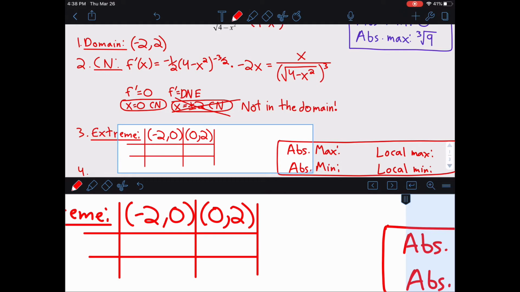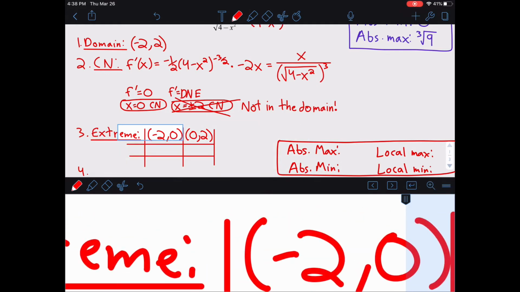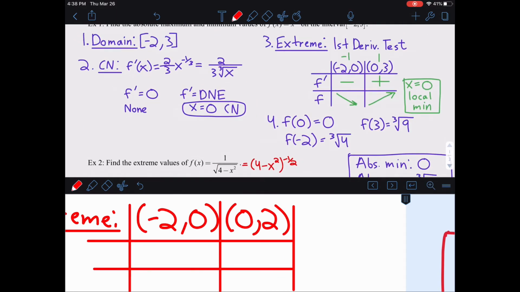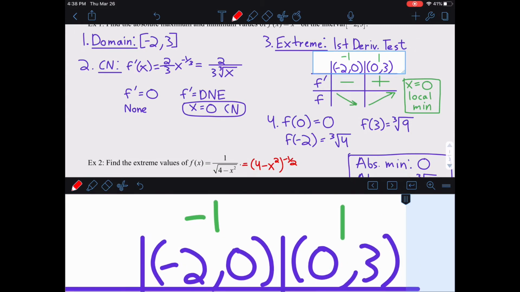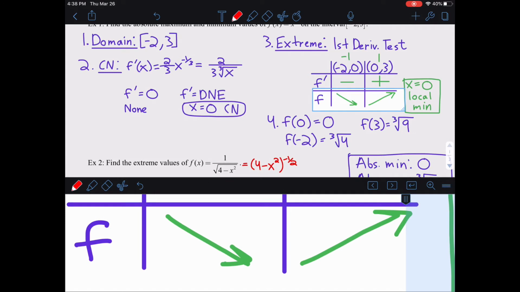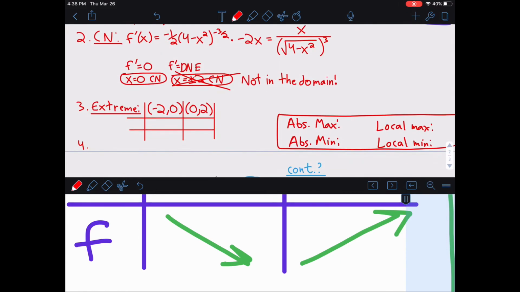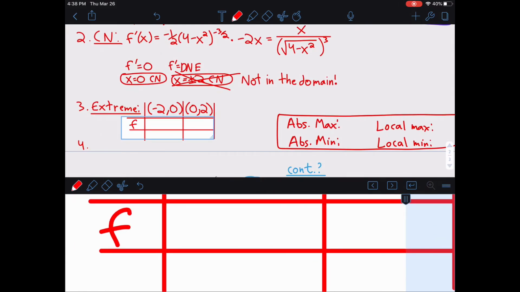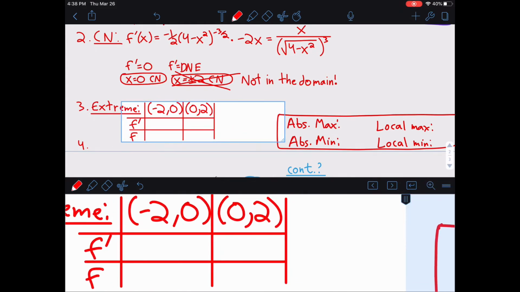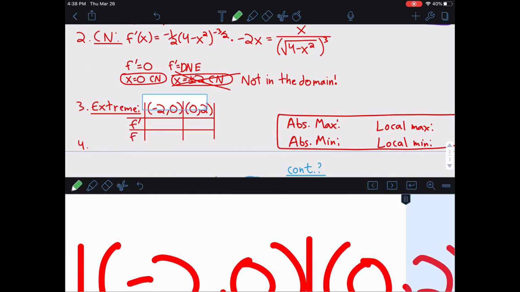Okay, so now I'm going to plug some numbers in, right? So I'm going to scroll back up just to see what we did last time. I'm going to pick a number from each interval, test it in the first derivative, and determine whether it's positive or negative, and that'll tell me if the original function f is going up or down. So I am going to need some numbers to test in f prime and f. I can pick whatever I want. Negative 2 to 0, negative 1 is a good number to pick.